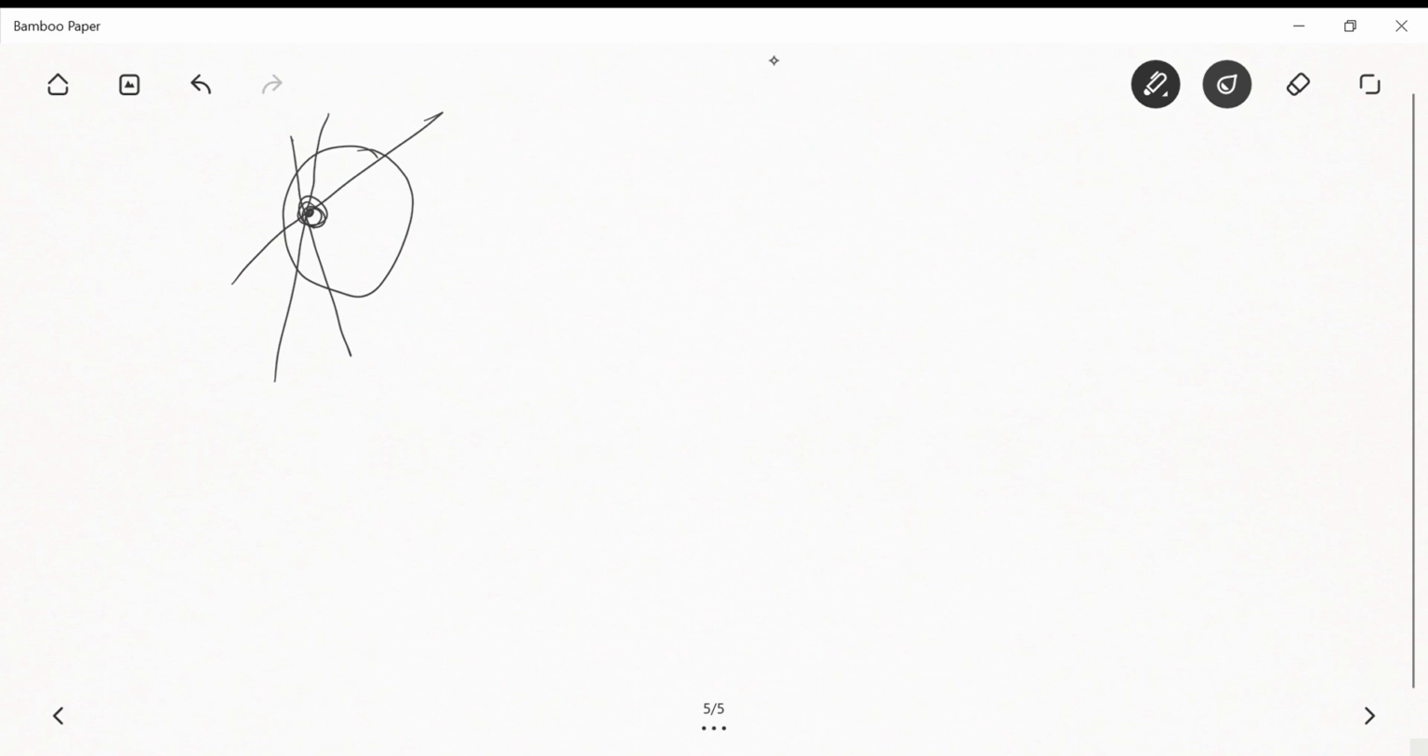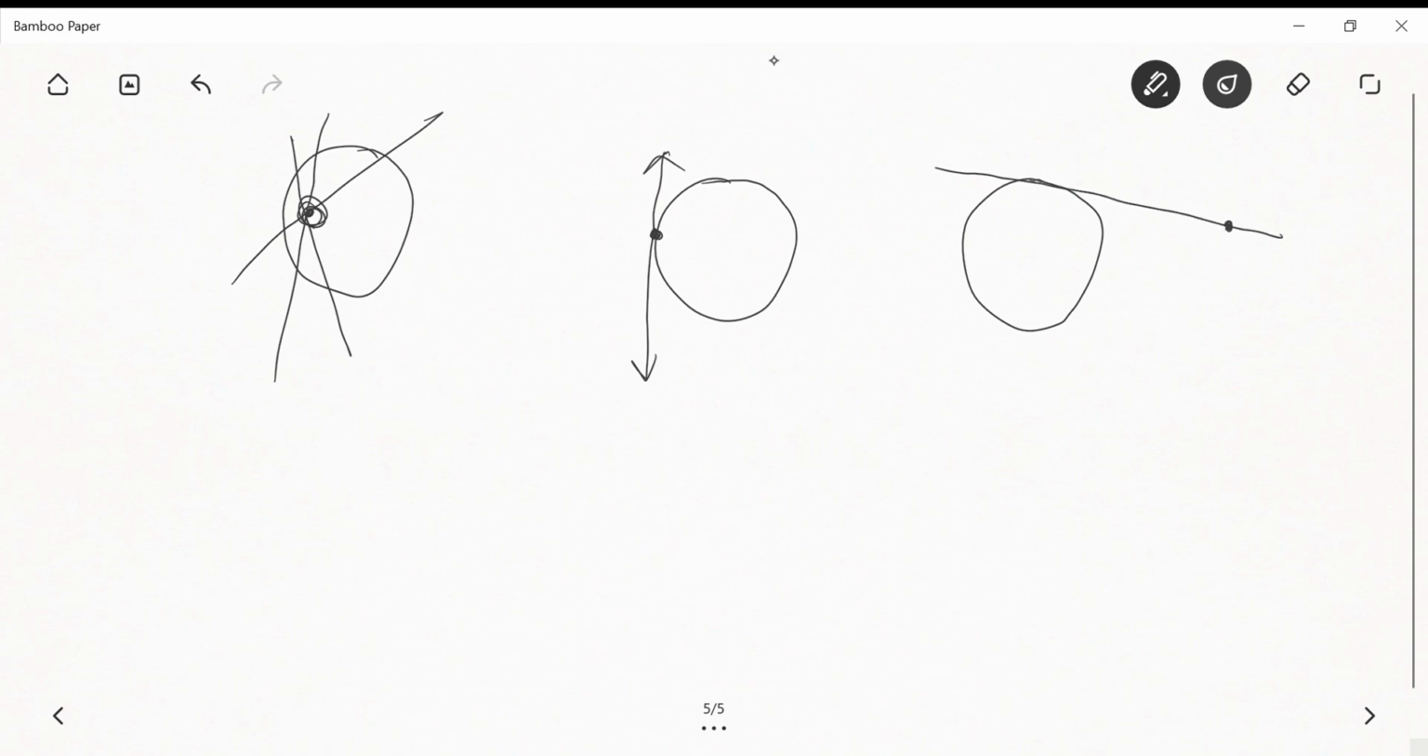Now when the point is lying on the circle, there is exactly one tangent to the circle that passes through it. And when a point is lying outside the circle, two tangents can be drawn from that point. I hope this is clear to you.